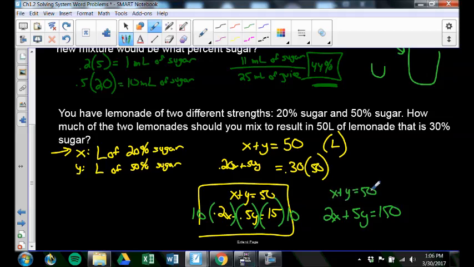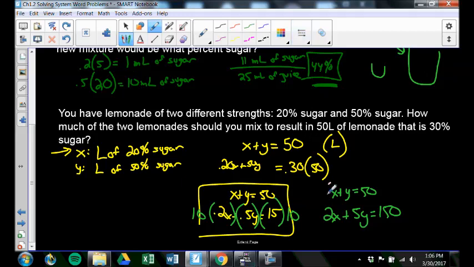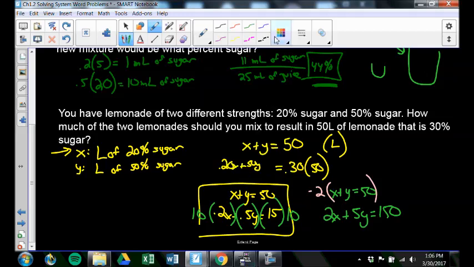I'm going to solve this by elimination. I'm going to multiply just the top equation by -2. That gets me -2x minus 2y equals -100, and 2x plus 5y equals 150. I add these up and I get 3y equals 50. So y equals 50 over 3, which is 16 2/3.